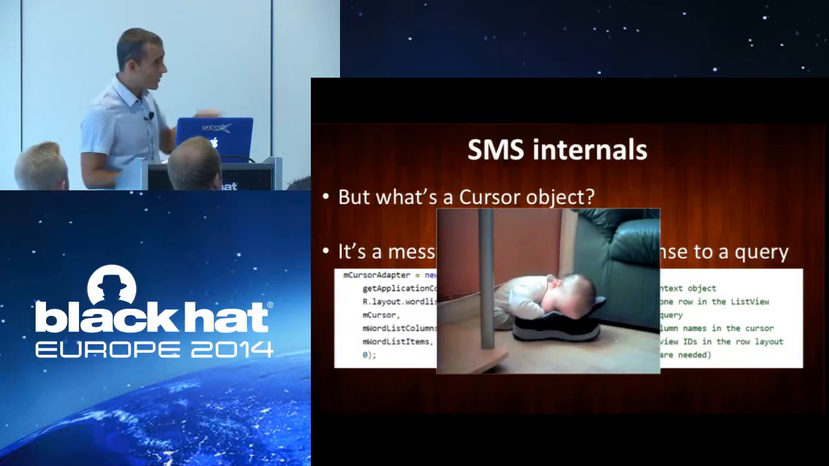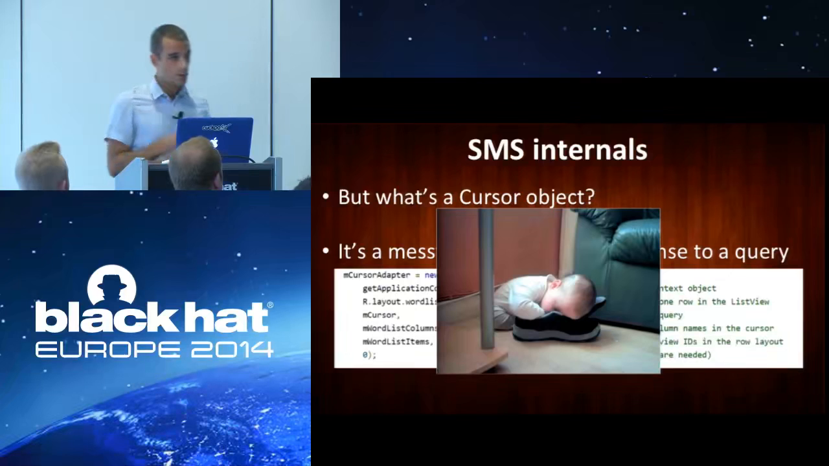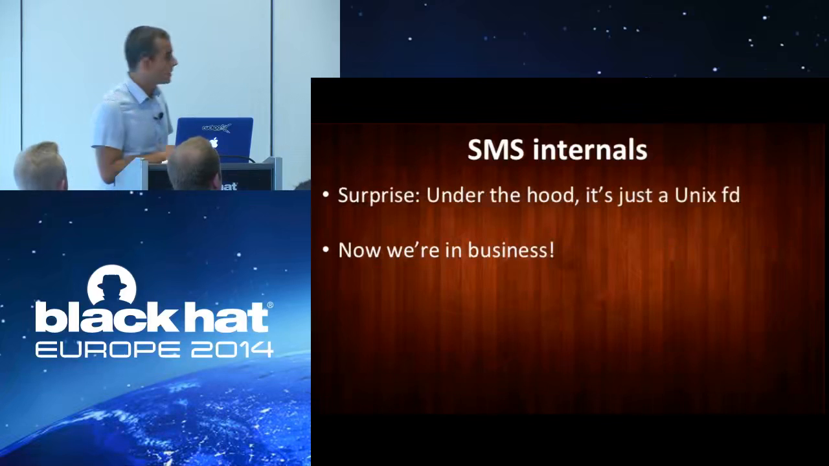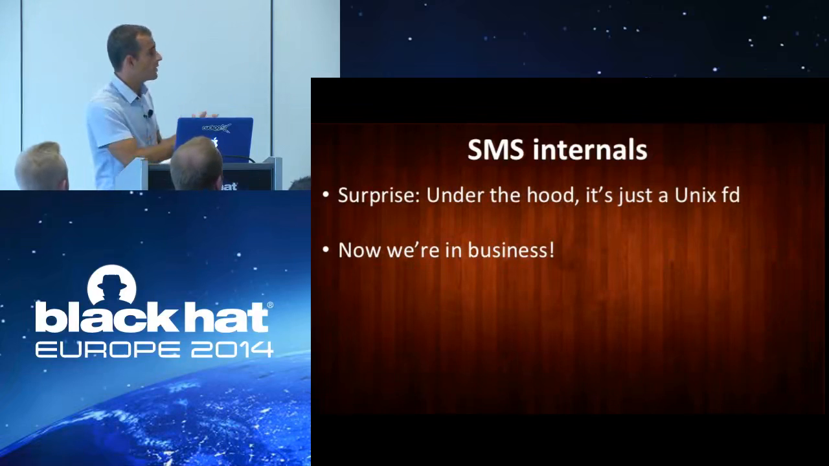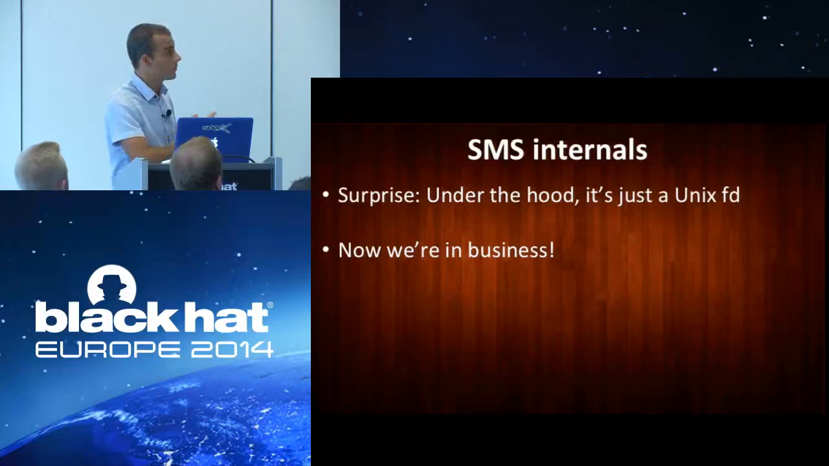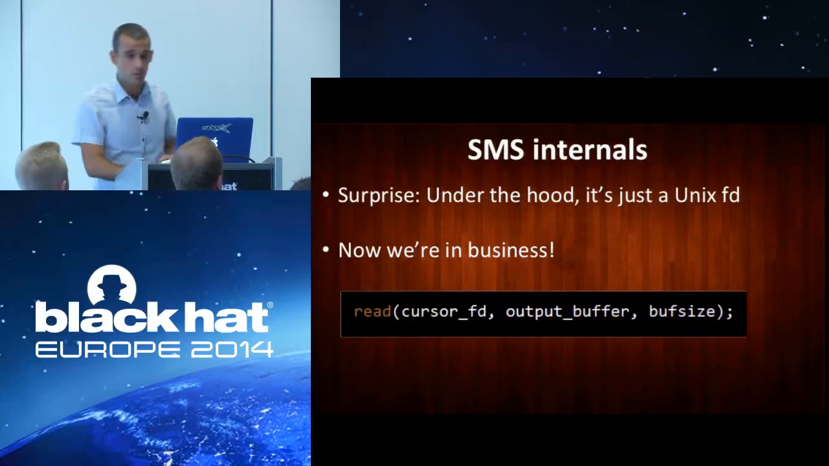But then we dug into it. We looked at the buffer. We looked at what everything represents. And we found something very simple and actually very happy: under the cover, this complicated Java object, this cursor object, is just a file descriptor in Unix. And what do you do with a file descriptor? You just read it. Very simple.